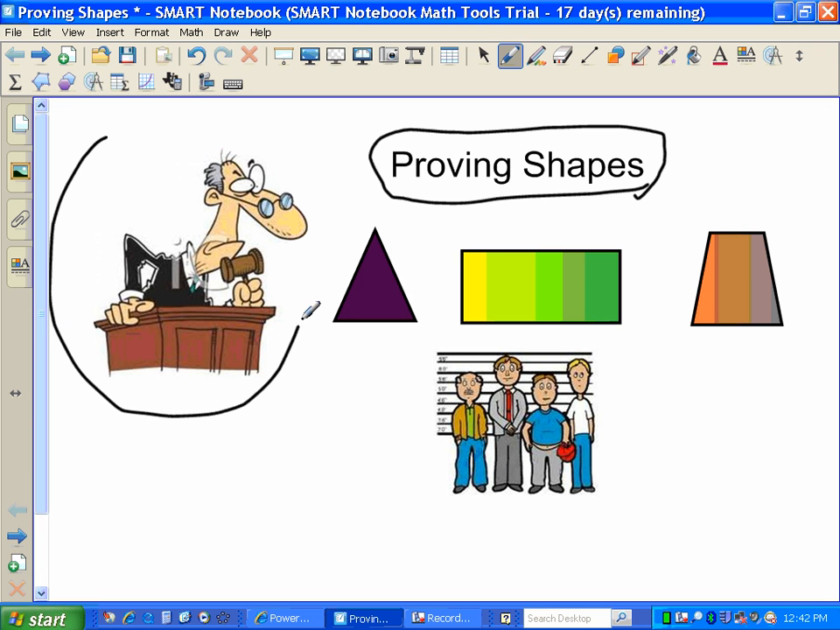We want to be the lawyers. We want to be the ones that talk to the judge and convince the judge that indeed this shape is a triangle, this shape is a rectangle, and this one is a trapezoid. Okay, so we need to get to proving shapes. We have the skills to do it. We just really have to put in the time to get it done.